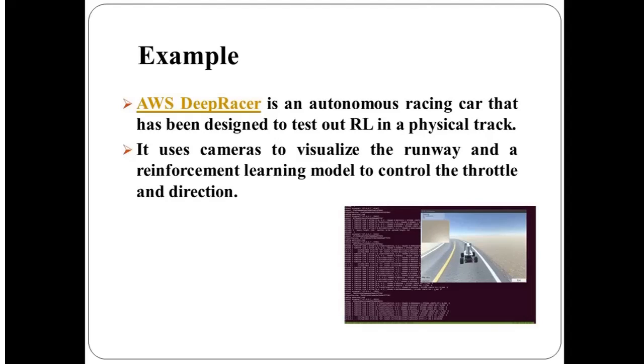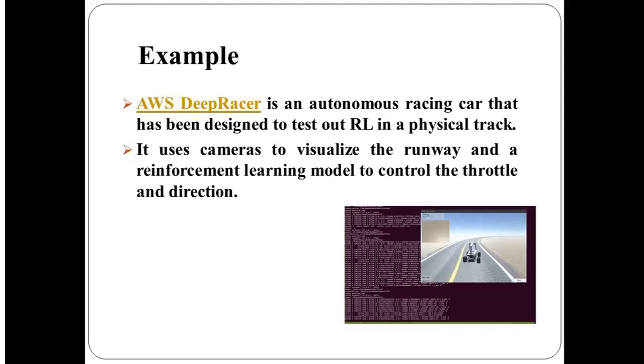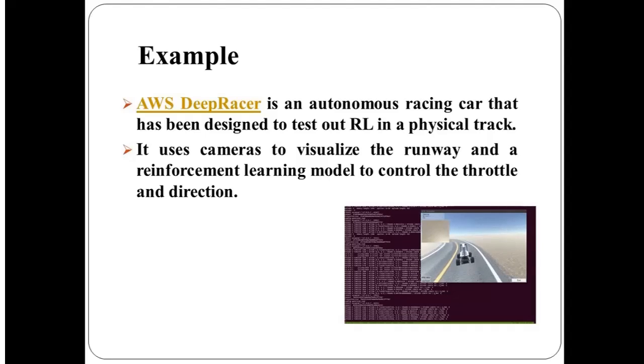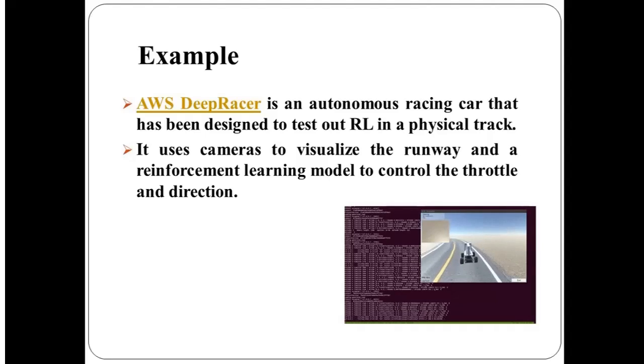Another popular example is AWS DeepRacer. It is an autonomous racing car that has been designed to test out reinforcement learning on a physical track. It uses cameras to visualize the runway and a reinforcement learning model to control the throttle and direction.